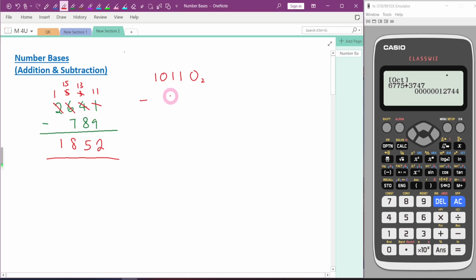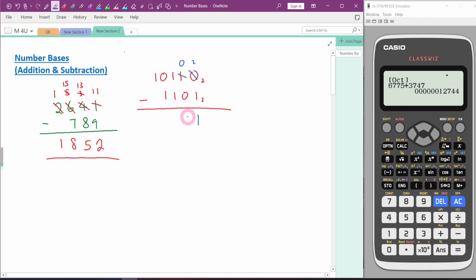Minus 1101 base 2. Okay, now 0 cannot minus 1, so we have to borrow from here. It becomes 0 because this is base 2. When we borrow, right, we add 2 to it, not 10. Just now we added 10 to it because this was base 10. Now this is base 2. When we borrow, we add 2 to it. 2 minus 1 is equal to 1.